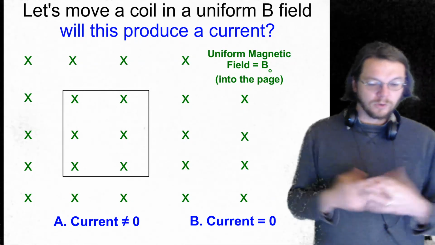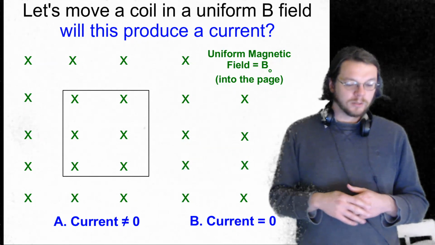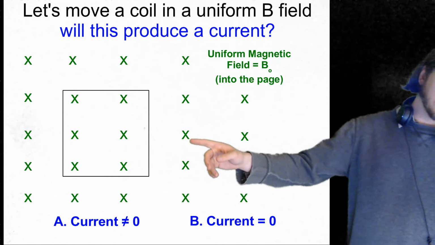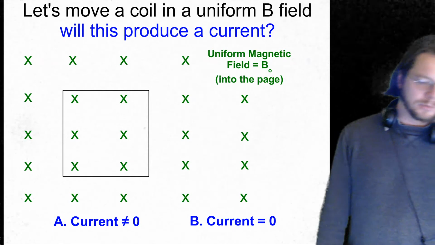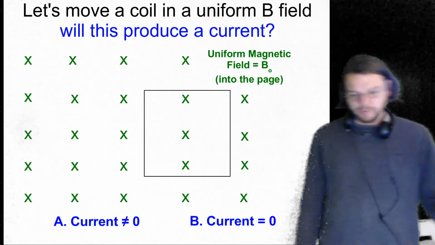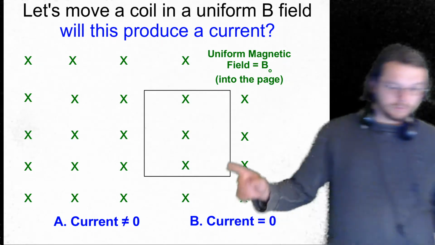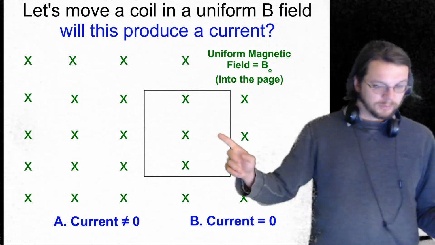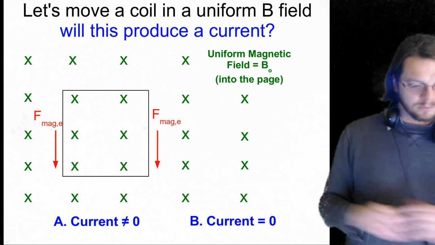And we're going to move this coil in different ways, and I want you to tell me whether a current would arise on this wire. In other words, if you had a voltmeter, multimeter, ammeter on this thing, would you get a current or would you not? So the first thing I want to do is just move it through the magnetic field and see what happens. So do you think there's a current here or no? No, there is not a current here.